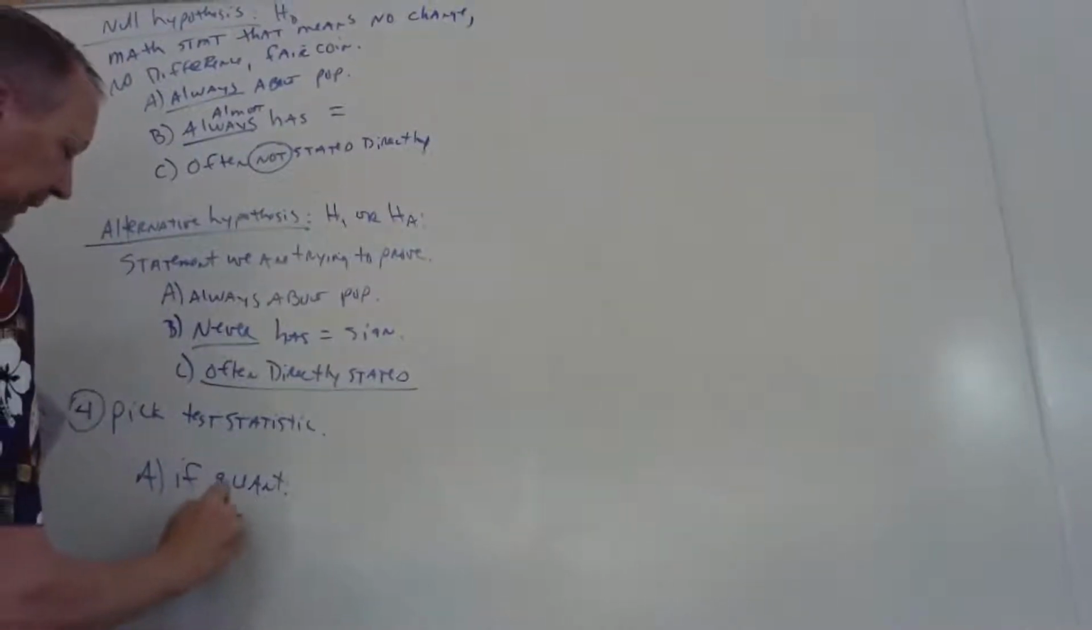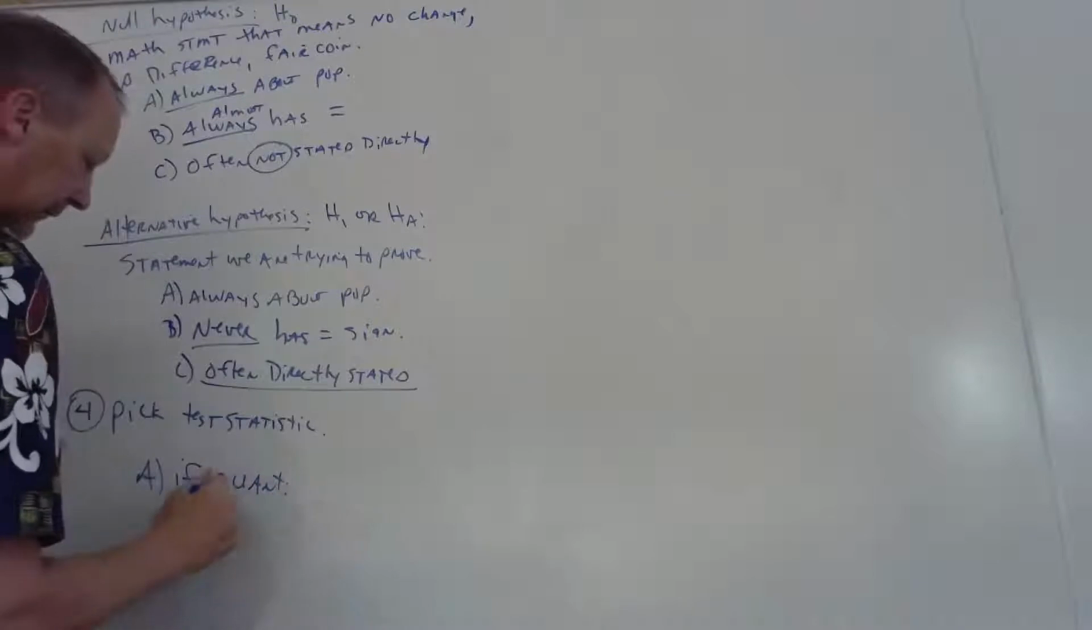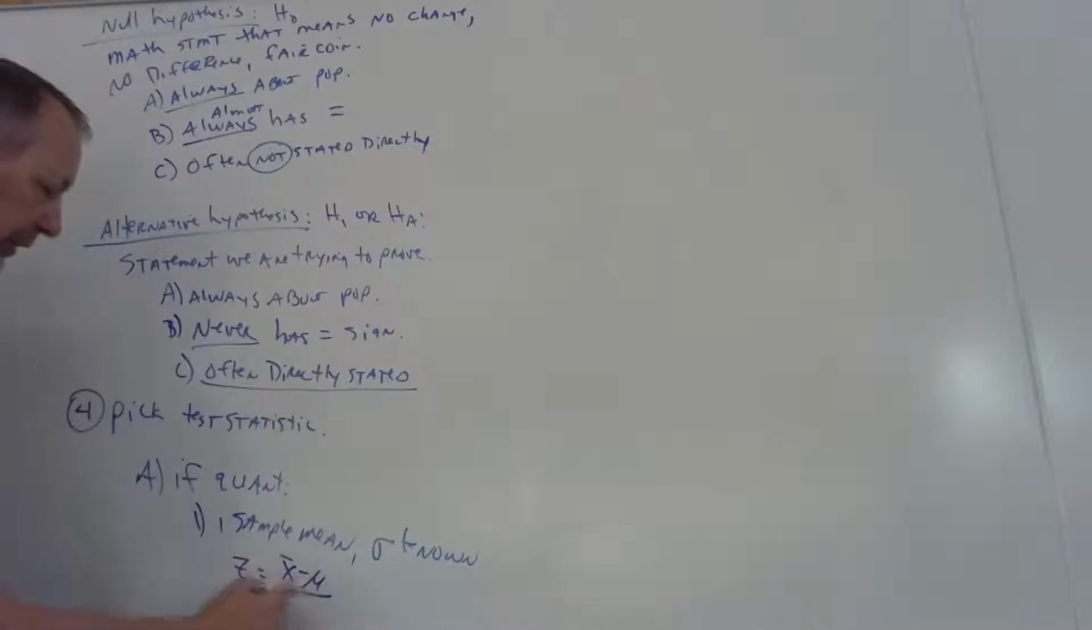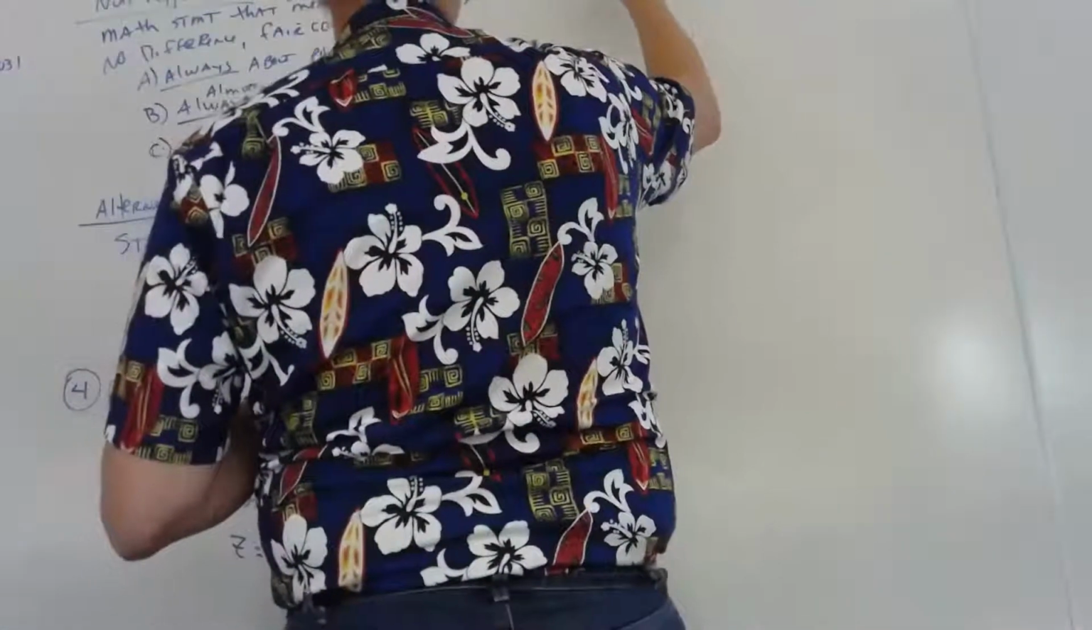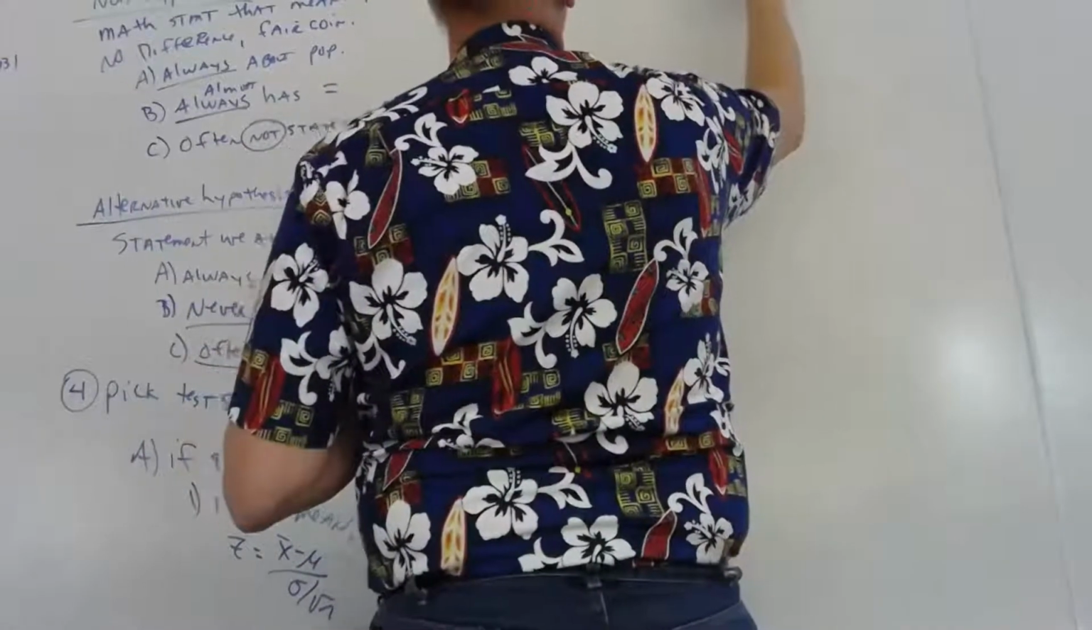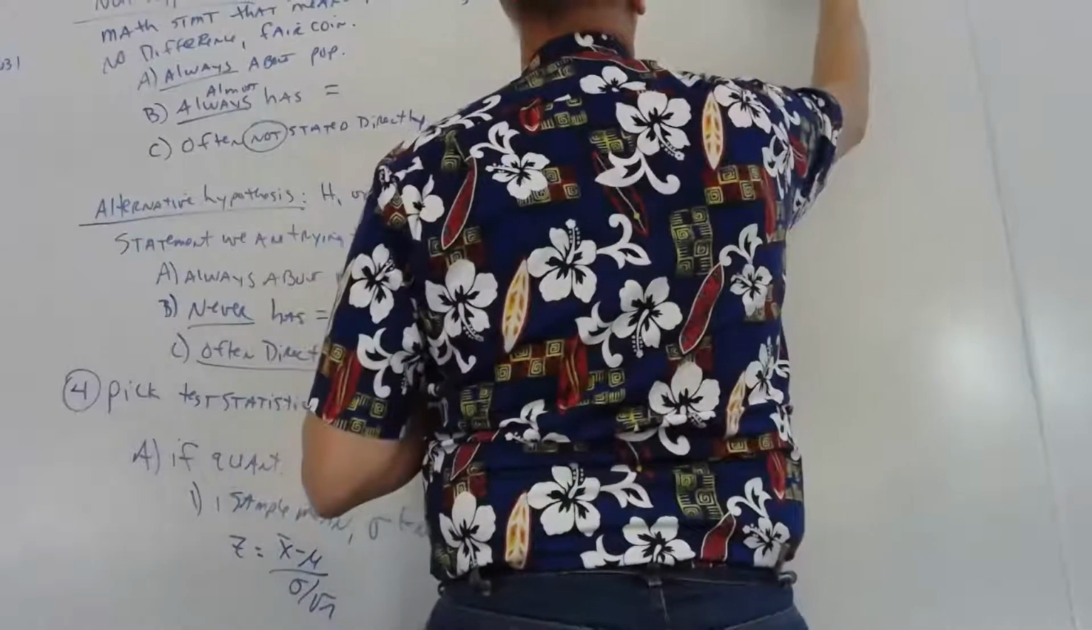Okay? If the answer is quantitative, then it could be one sample mean, sigma is known. Okay? That's going to be using the equation z equals x bar minus mu over sigma over the square root of n. Okay? 2, it could be one sample mean, sigma unknown.